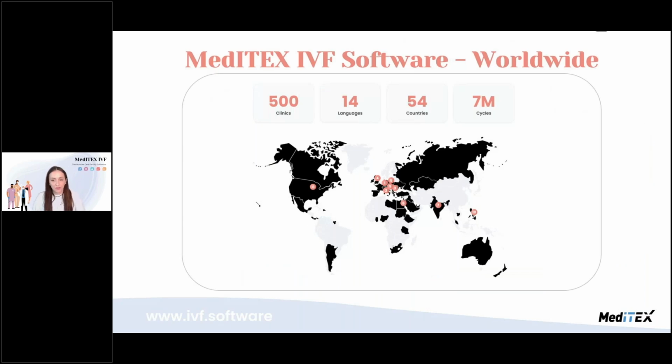We are active in 54 countries and we support 14 different languages. If you need a language that we do not have yet, we are very open to do translations. So we are very flexible in order to provide the system in the language that you need. We have already helped clinics manage, protocol and document more than 7 million cycles. And this global footprint reflects not only our experience, but also the adaptability of our solutions to different clinical and regional needs.